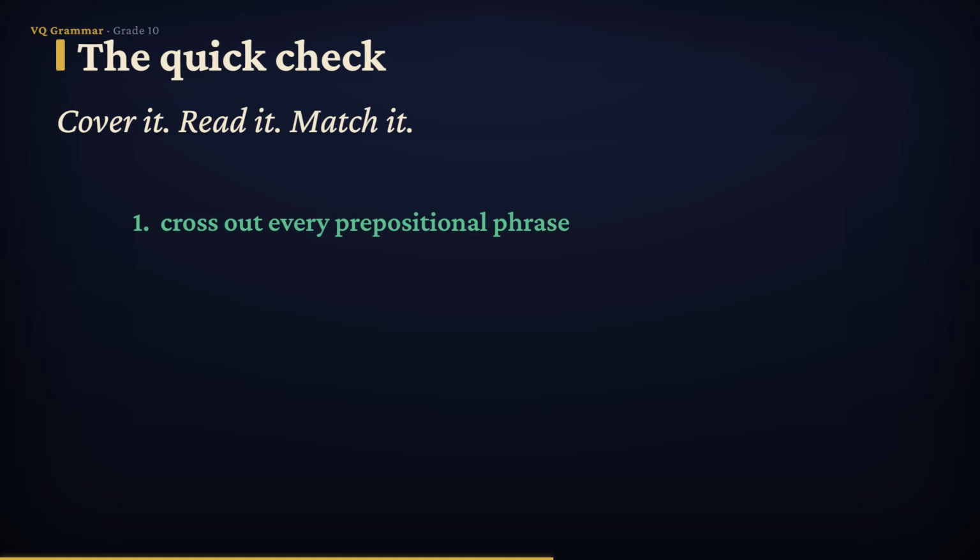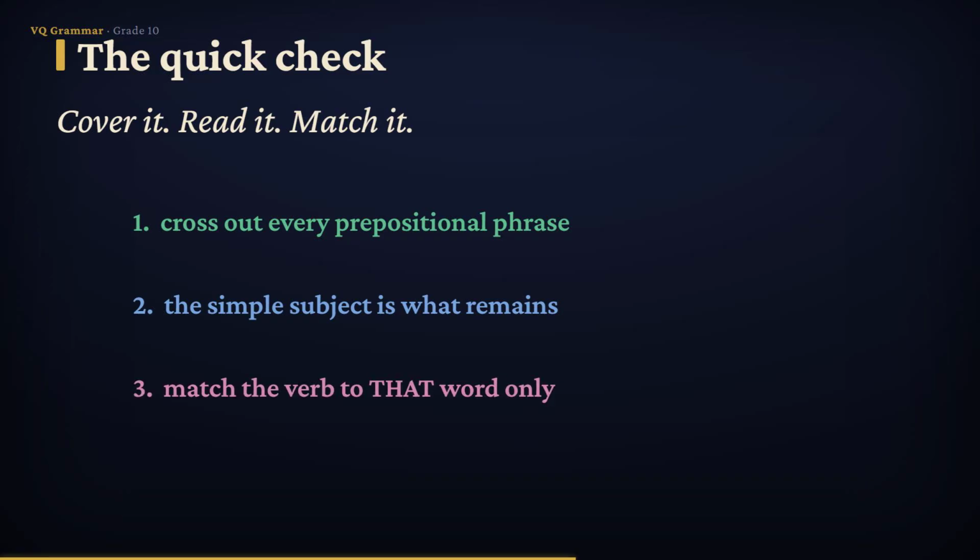Step 1. Cross out every prepositional phrase. And cross out those comma phrases too, the ones like as well as the players. Step 2. Whatever noun is left standing is your simple subject. Step 3. Match the verb to that word, and to that word only.